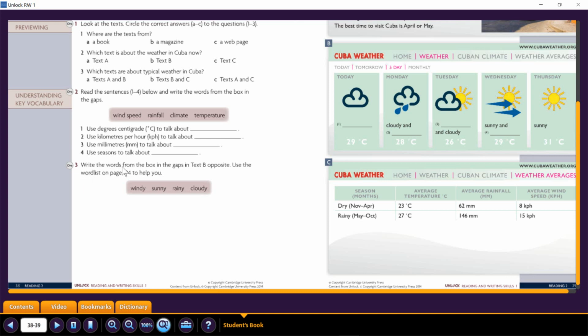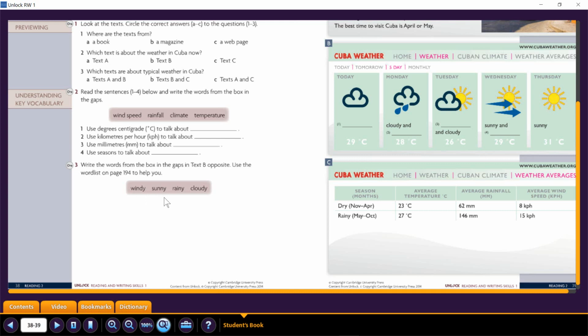Number 3, write the words from the box in the gaps in text B opposite. Use the word list on page 194 to help you. Here, ladies, we have 4 gaps. Use your logic. Use the visuals to understand which one of these is the correct answer.